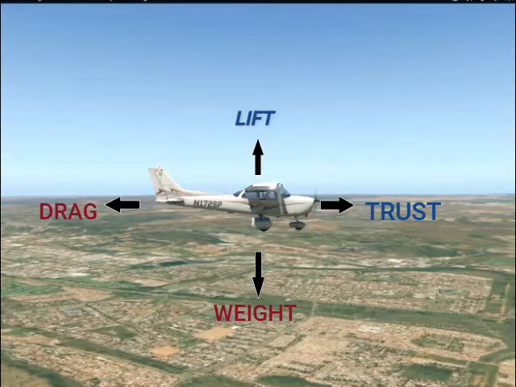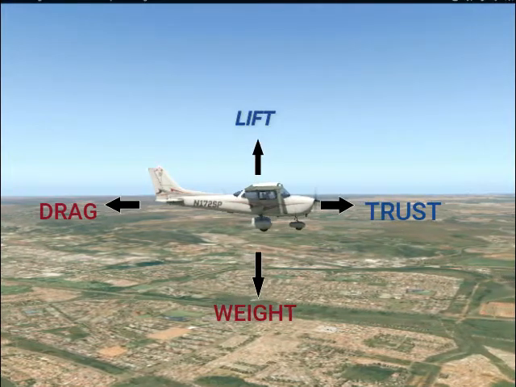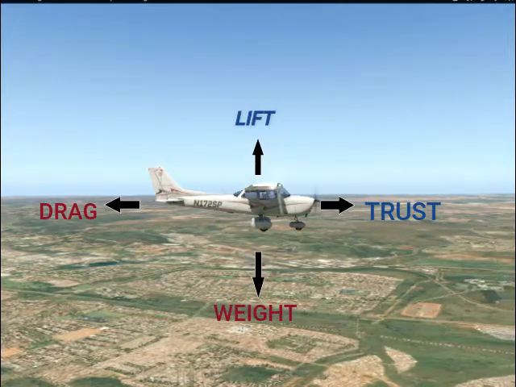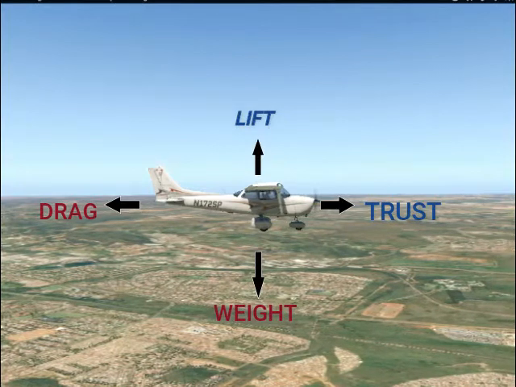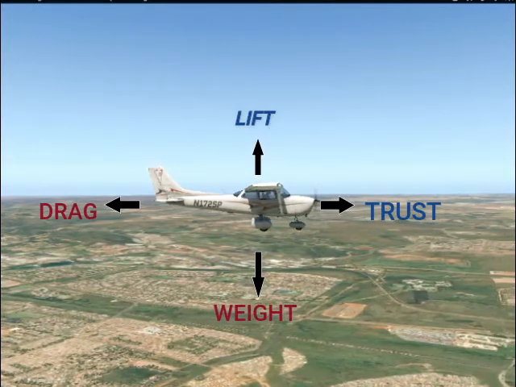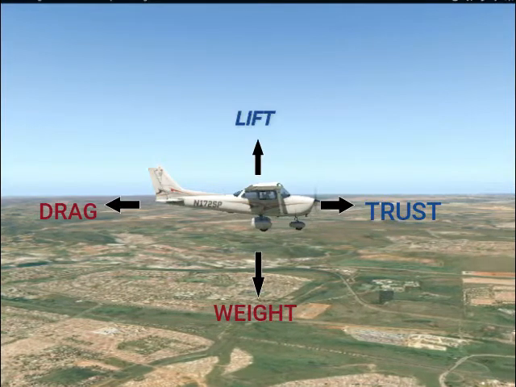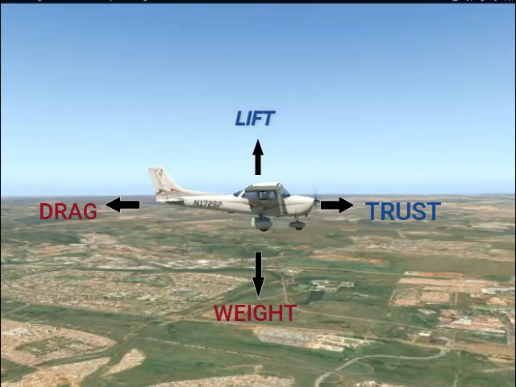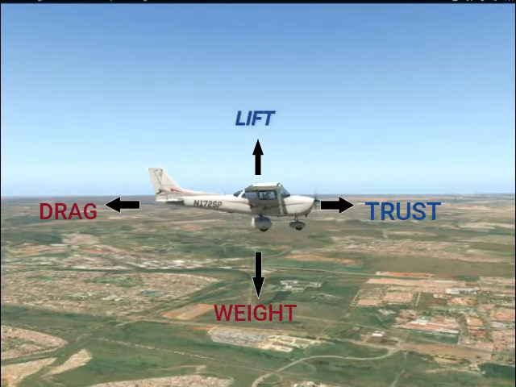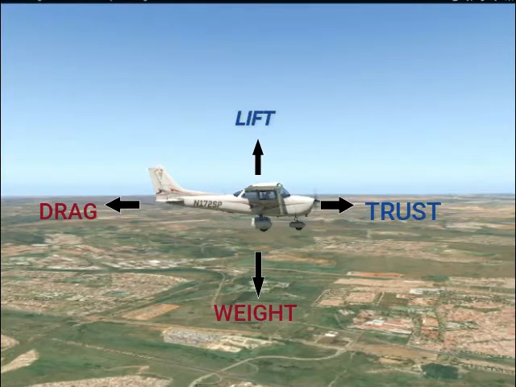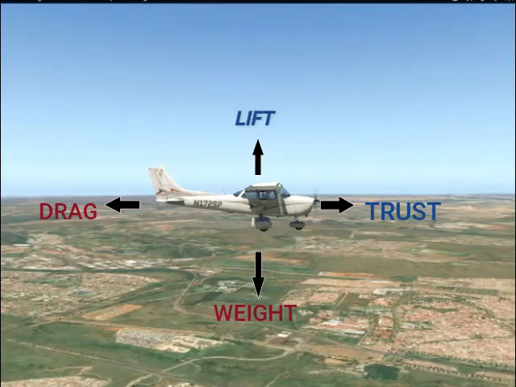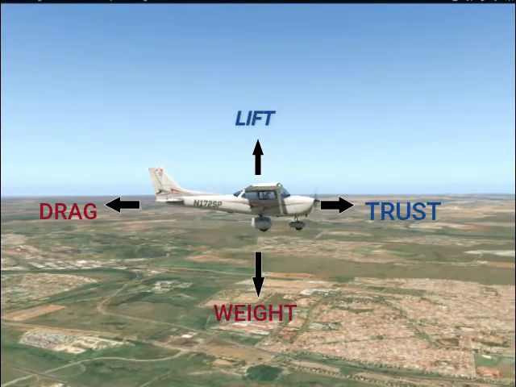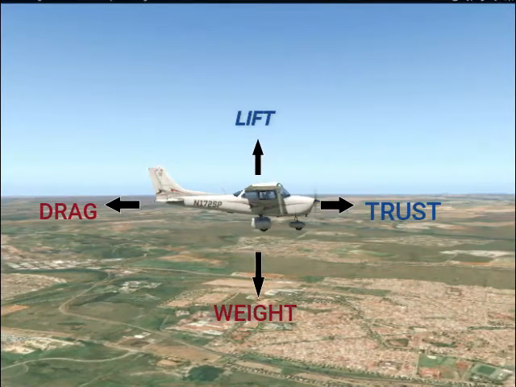Lift is the force that directly opposes weight and helps us to maintain our airplane in the air. Lift is generated by our wings. Weight is the force of gravity that attracts the aircraft to the Earth's surface. Thrust is the force that's produced by our engine to help the aircraft to move through the air. And drag is the force that opposes thrust, and drag can be generated by every part of the aircraft.